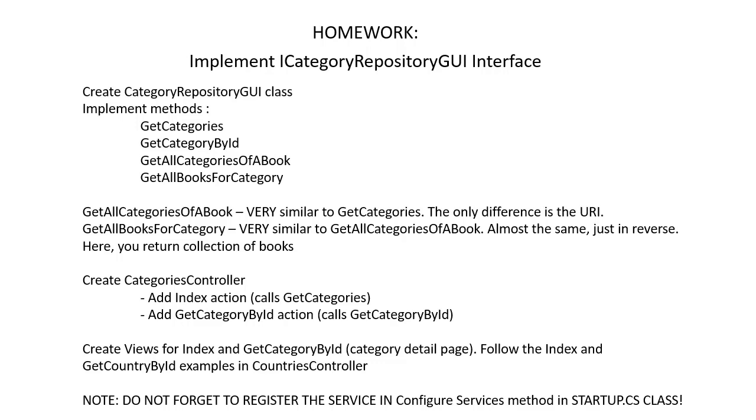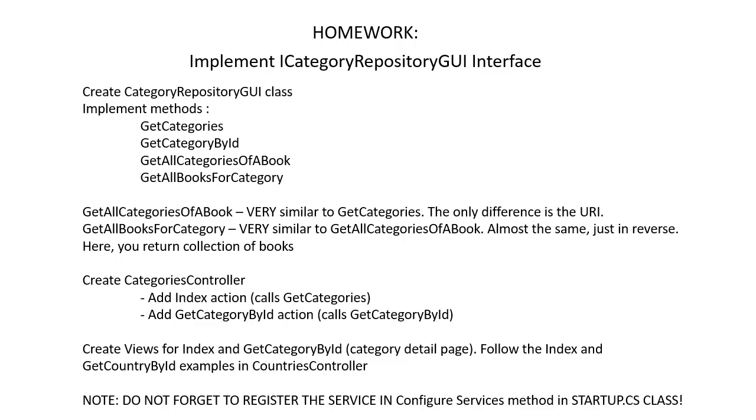So your homework is to implement the ICategoryRepositoryGUI interface. You will create a CategoryRepositoryGUI class that will implement the interface, and you will implement all four methods: get categories, get category by ID, get all categories of a book, and get all books for a category.